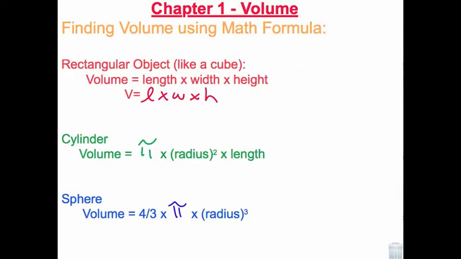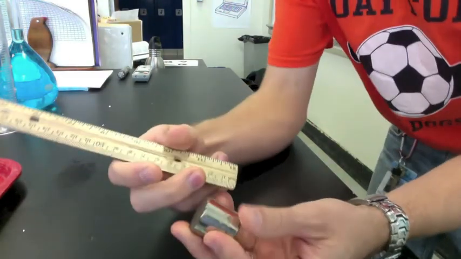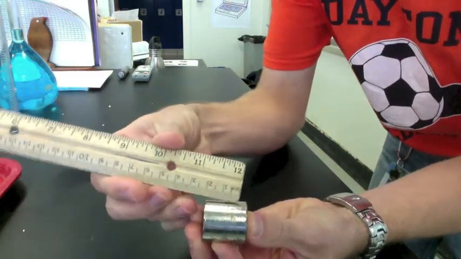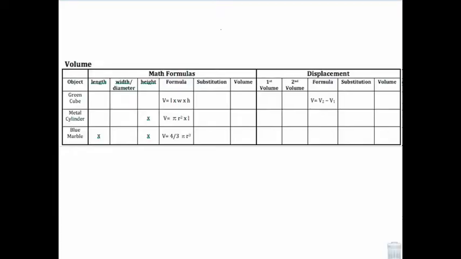The second formula we can use is to find the volume of a cylinder. That equals pi times the radius squared times the length. If you don't have a pi button on your calculator, you can use 3.14. The length of this cylinder is 2.5 centimeters. Put that on our data table.